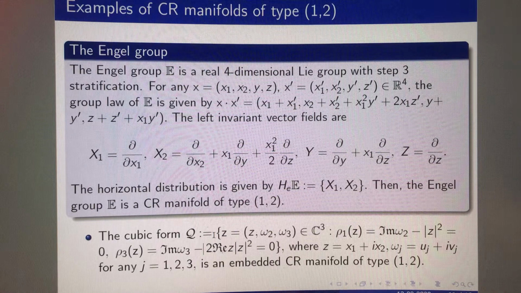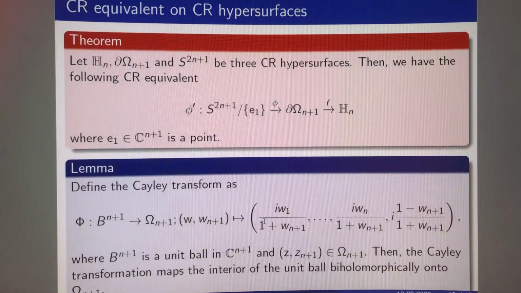So I don't want to introduce all of them in this talk, and let's move on to the next part, which is a CR equivalence on CR hypersurface. Because we already know that the Heisenberg group, the boundary of the Siegel domain, and odd-dimensional spheres are CR hypersurfaces, and this theorem actually states that we have the following CR equivalence. That is, this mapping phi and F are actually CR isomorphisms.